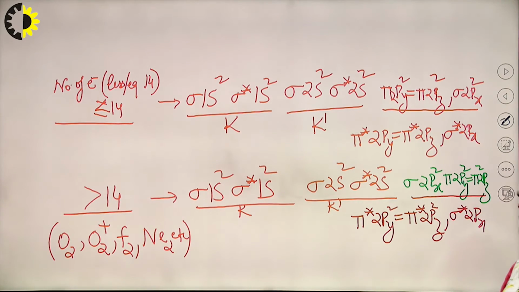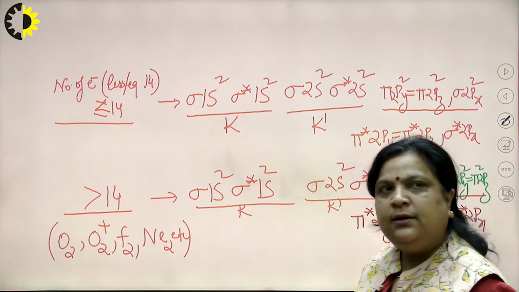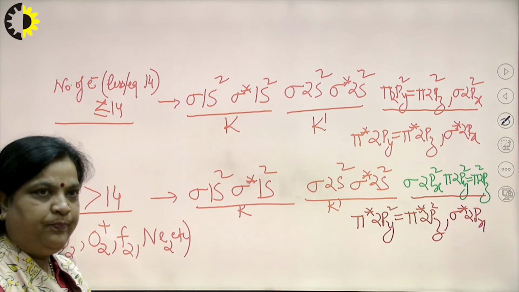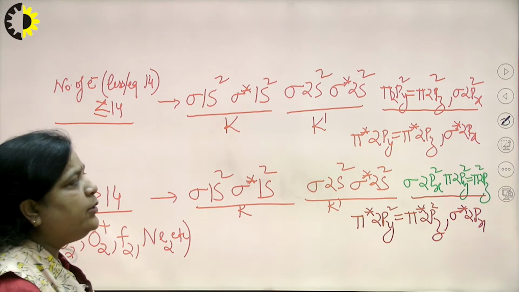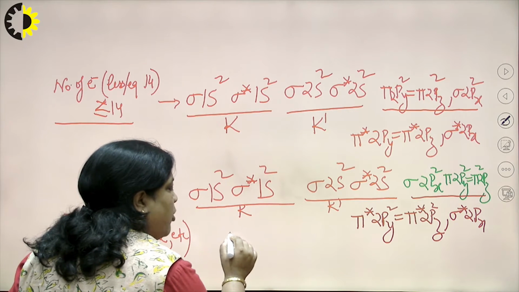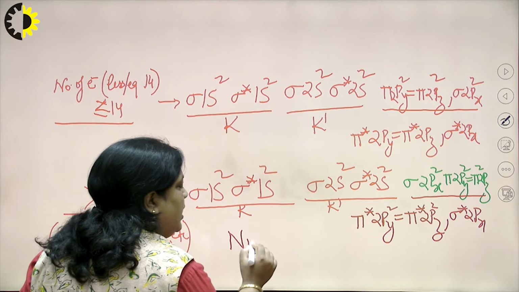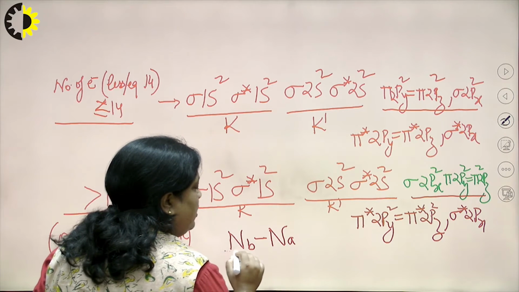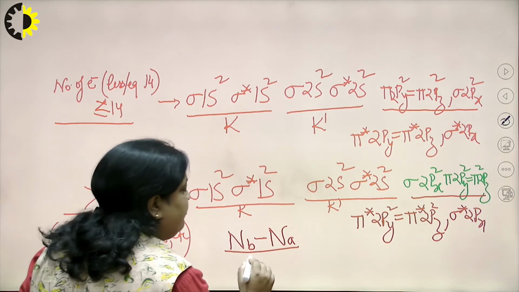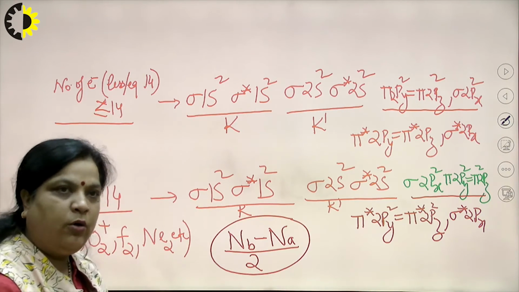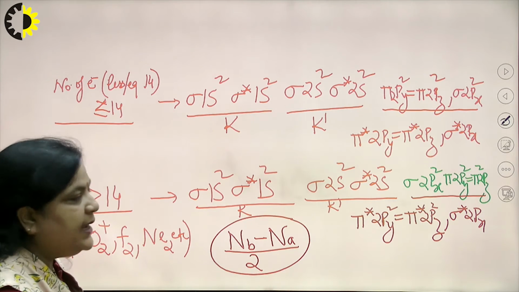Clear? Now, with the help of this configuration, we can find how many bonds are formed between the atoms by calculating bond order. The bond order is the number of bonding electrons in a molecule minus the number of anti-bonding electrons in a molecule, divided by 2. So, this is the simplest way to calculate bond order, Nb minus Na by 2.